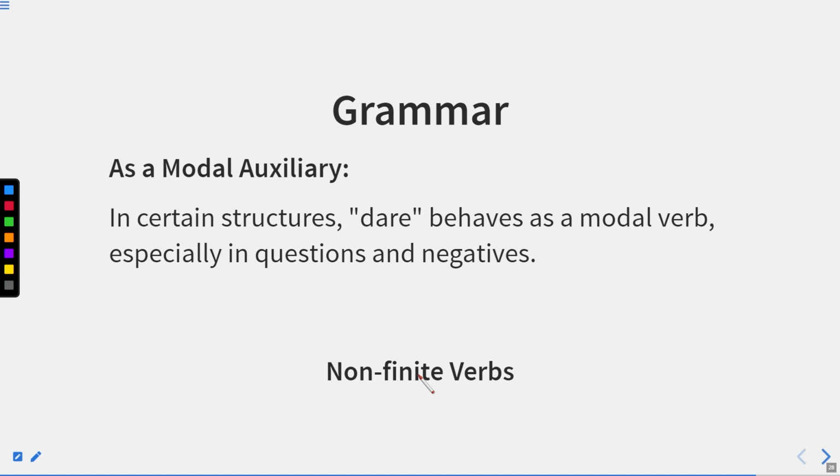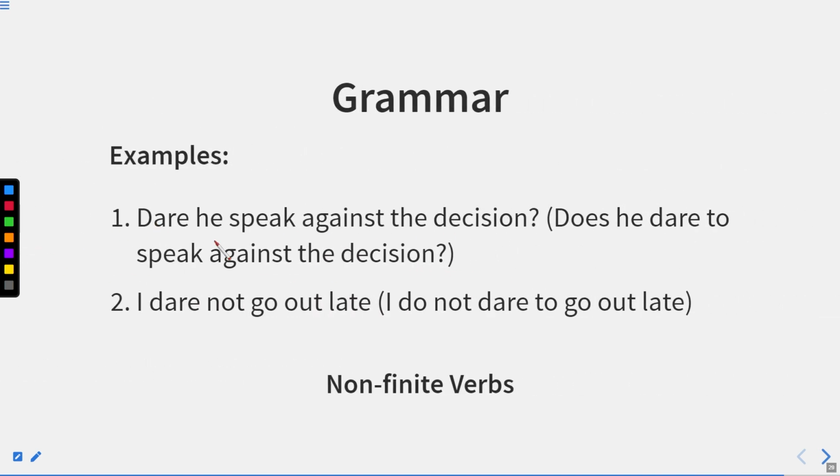But if it is used as a modal, as I told you, the sense you have to check, and in that structure, we cannot use to over there. In certain sentences, dare behaves as a modal verb, especially in questions and negatives. For example, dare he speak against the decision? Does he dare to speak against the decision? This is the meaning of the sentence. I dare not go out late. So it means I do not dare to go out late.